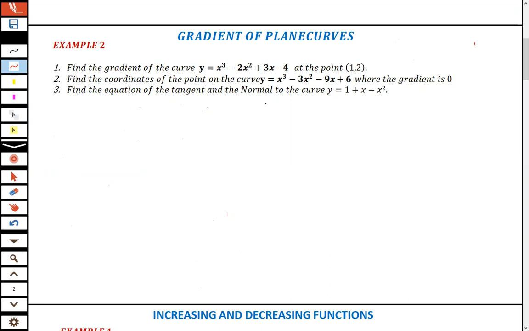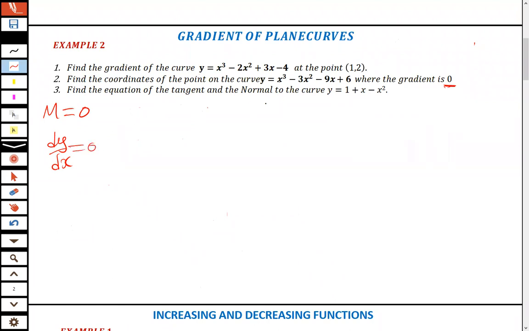So the second question here is find the coordinates of the point on the curve y is equal to x to the power 3 minus that, where the gradient is equal to 0. So in other words, what you've been told is that the gradient, which is represented by m in mathematics, the gradient m is equal to 0. So we said dy dx is the one that we call the gradient in calculus. So dy dx is the one that gives us the gradient function. Hence, they are telling us the gradient is equal to 0, meaning dy dx is equal to 0.